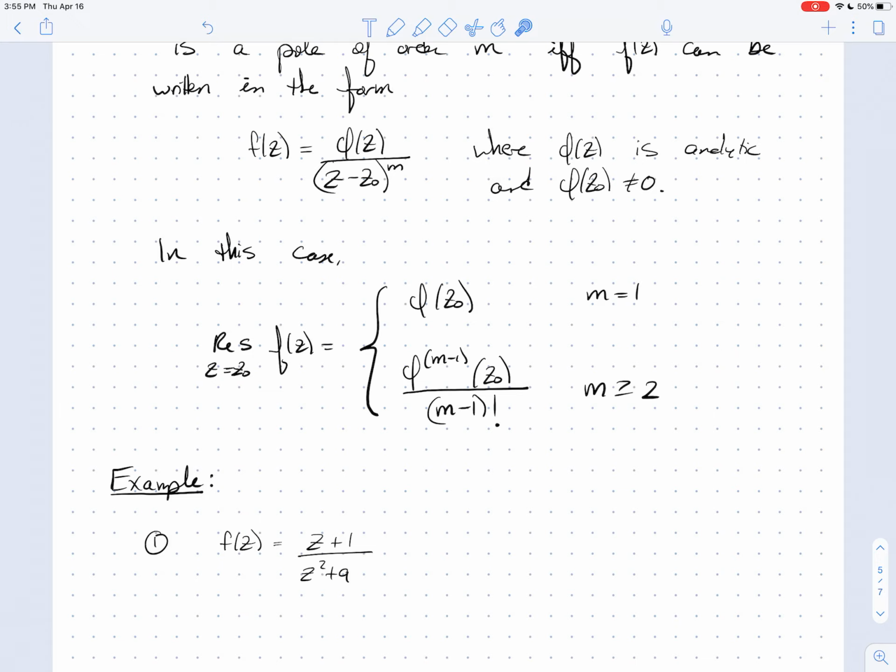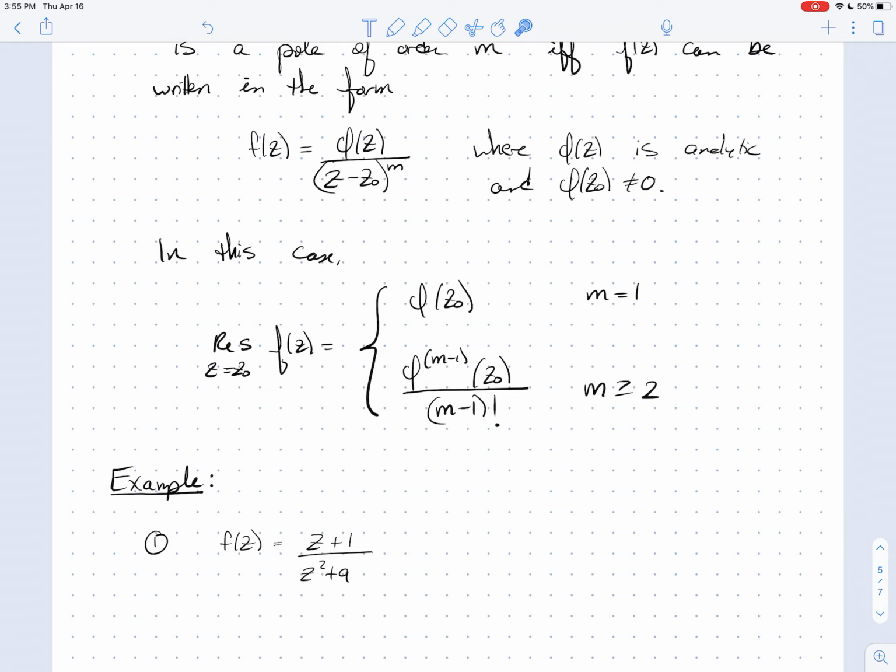So the residue of f of z at z0 is, well, if it's a simple pole, it's just phi of z, and if it's a non-simple pole, it's the m minus 1 derivative of phi. So I'm assuming a pole of order m, then the residue of f is the m minus 1 derivative of phi evaluated at z0 over m minus 1 factorial.